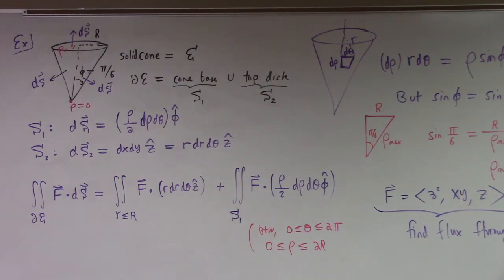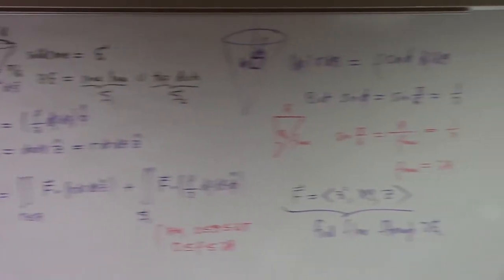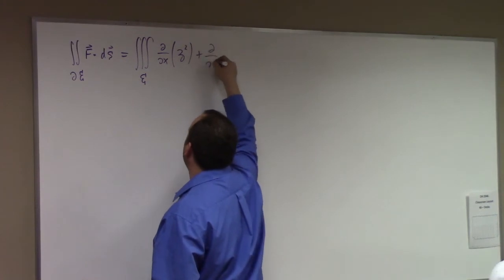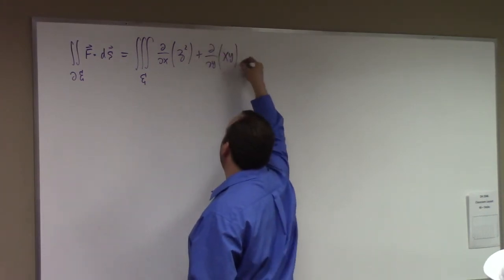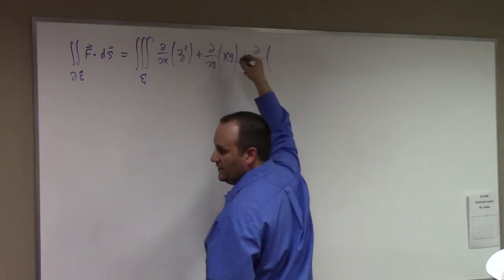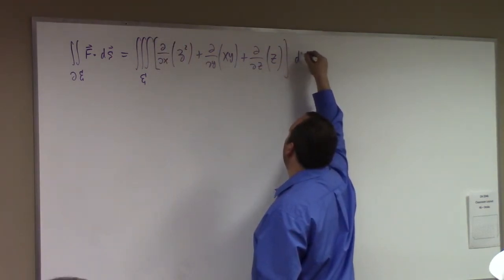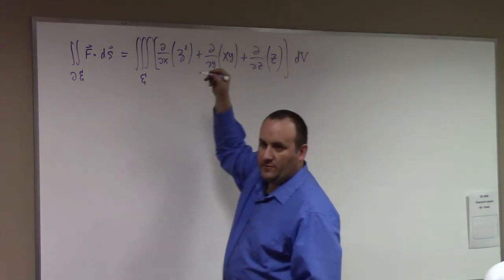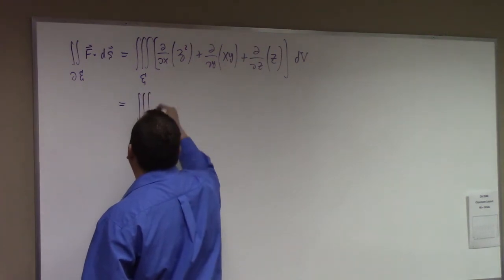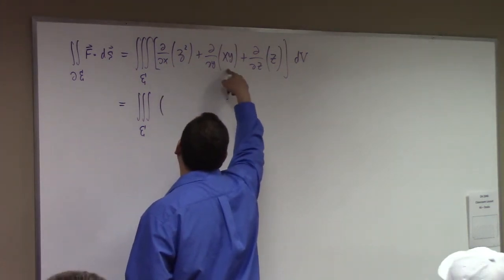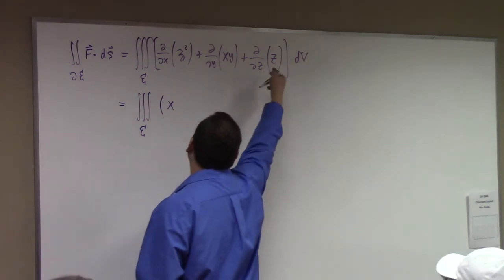We got the integral over the boundary of E of F dot dS, that is equal to the triple integral over the cone of partial x of z squared plus partial y of xy plus partial z of z dV. So what do we got to integrate here? Integral over the cone, solid cone rather, and that's 0. What's this? X, right? What's this? 1.